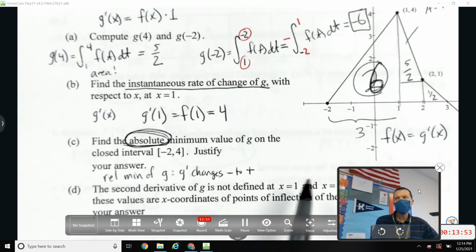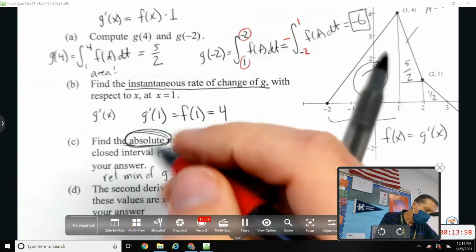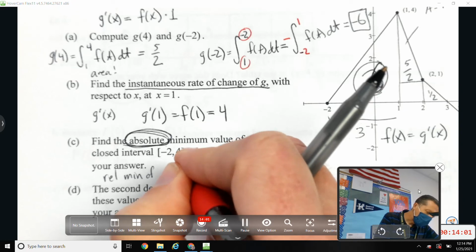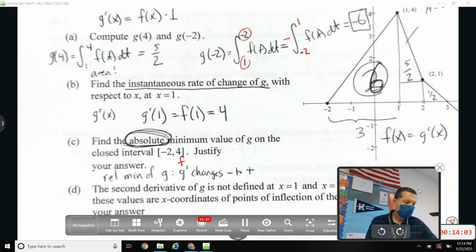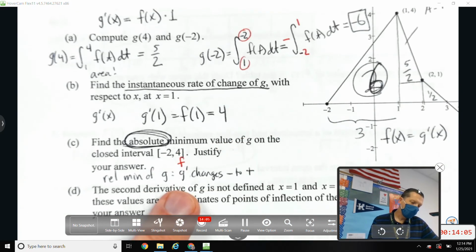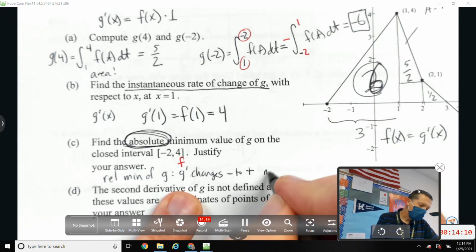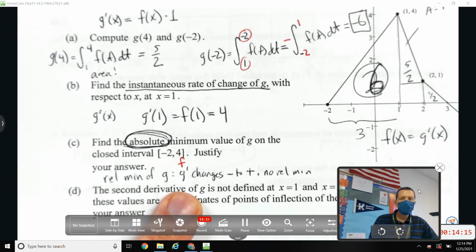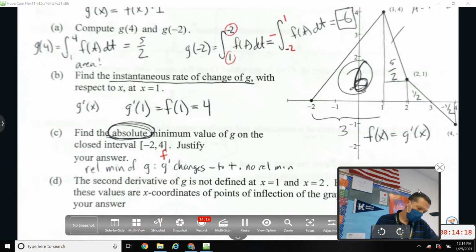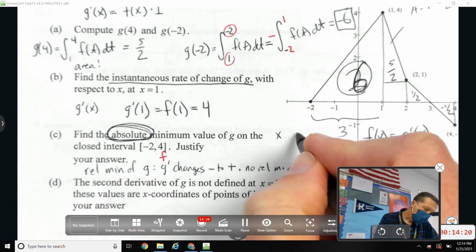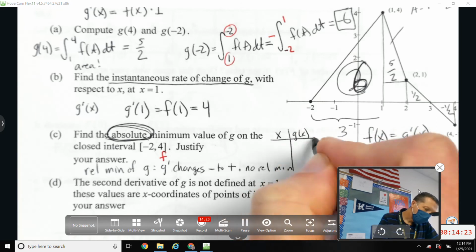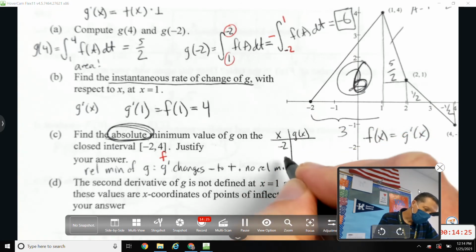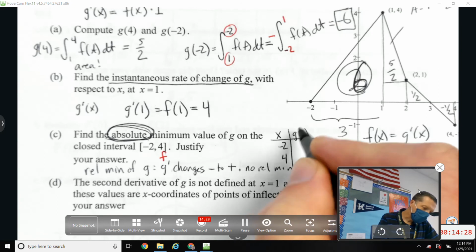I've already said that g prime is the same as f, so I don't need to restate this as f changes negative to positive. You can, because that's what your brain is thinking, and if you want to write it down, you can. Some people will just write it right above, like, hey, I know that g prime and f are the same thing. So f changes negative to positive nowhere. Okay, so there are no relative minimums. So all I need to worry about is the endpoints, negative 2 and 4. And we already found both of those.